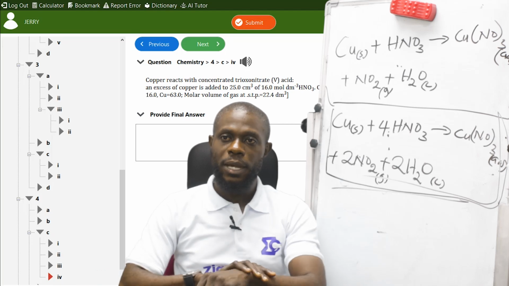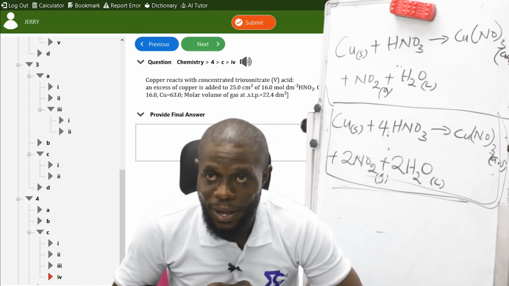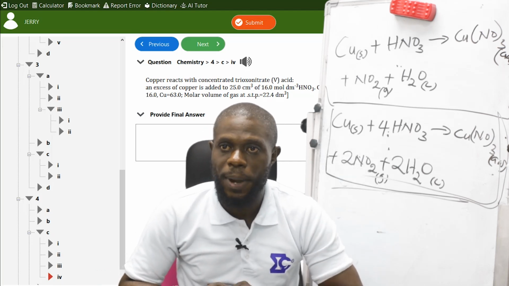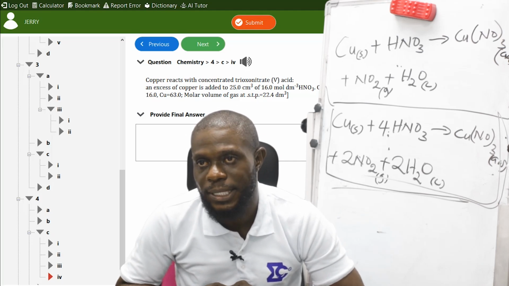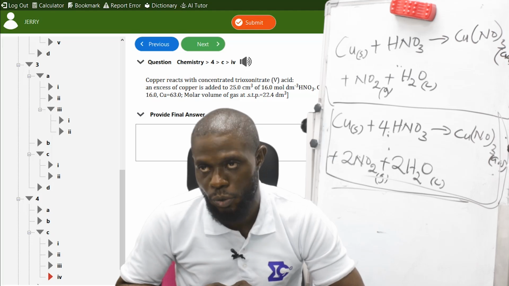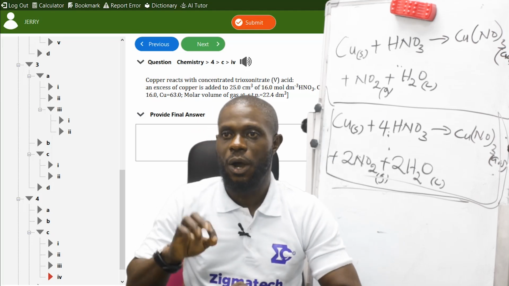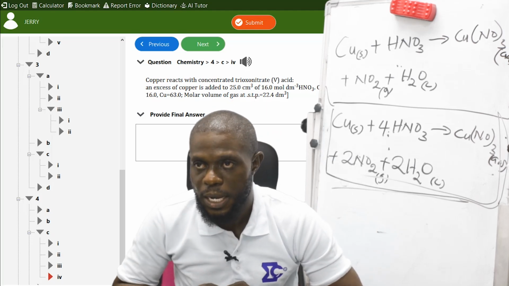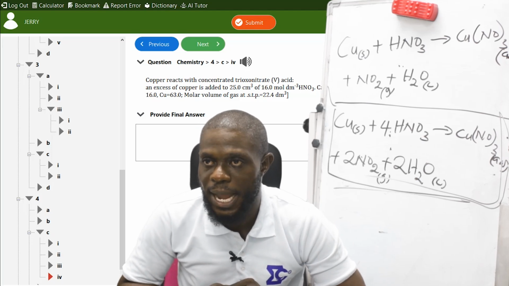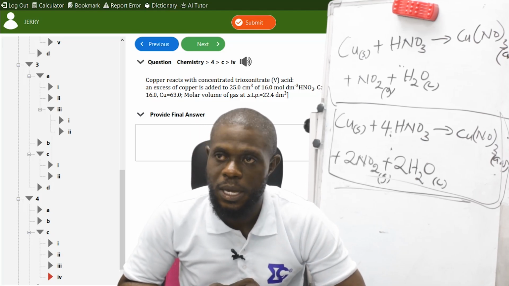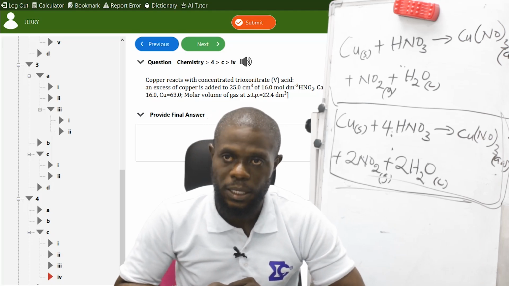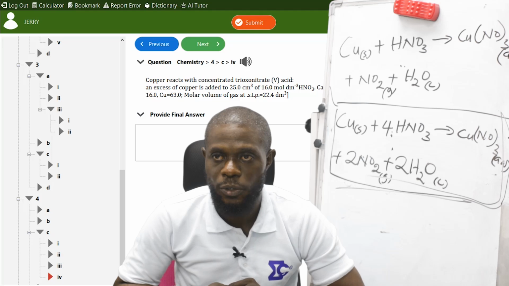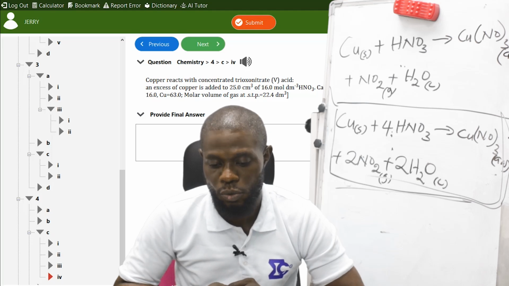The next one is copper reacts with concentrated trioxonitrate(V) acid again. An excess of copper is added to 25.0 cm³ of 16.0 mol/dm³ of the trioxonitrate(V) acid. Calculate the volume of the gas formed at STP. H is 1, N is 14, O is 16, and copper is 63. Molar volume of gas at STP is 22.4 dm³.